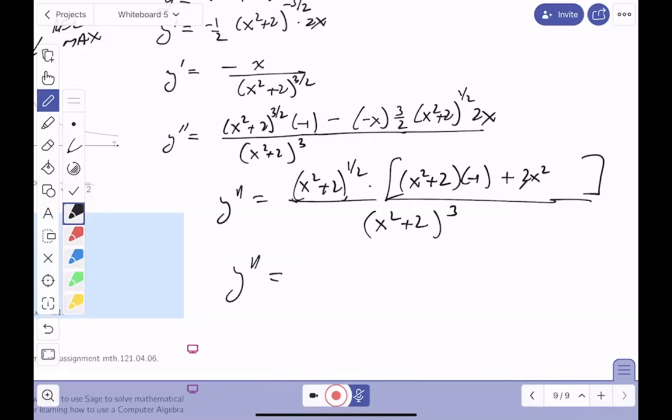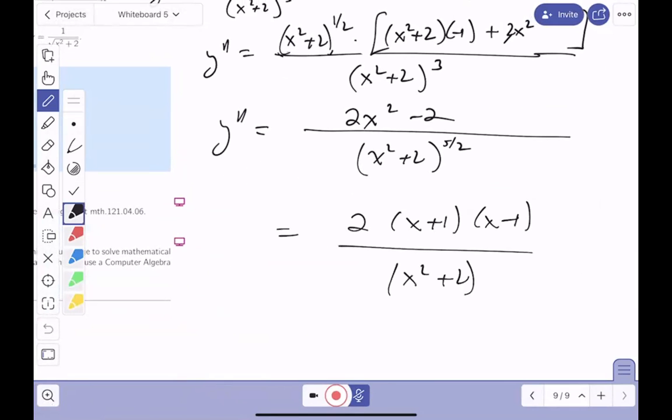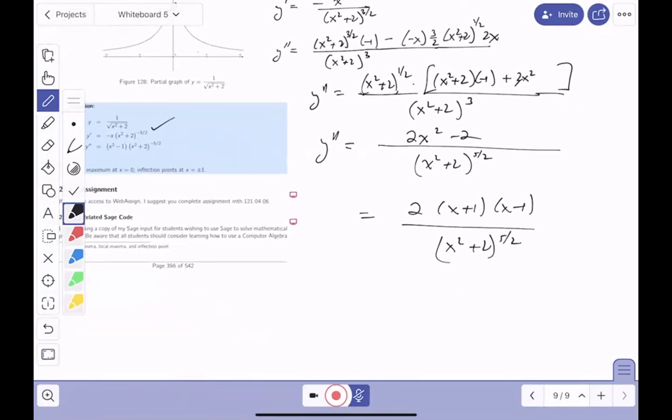Y double prime. Let's see. I guess I could do some cancellations here, right? So it's going to be x squared plus 2 to the 3 minus 1/2. That's going to be 6/2 minus 1/2, 5/2. And what do you get on top? Let's see. You get 3x squared minus x squared, 2x squared minus 2. Wow, that's working out too nice. What do you get over there? 2, x plus 1, x minus 1. And we'll check the key later. Let's take a look at that, see if we got that. And did I get that?